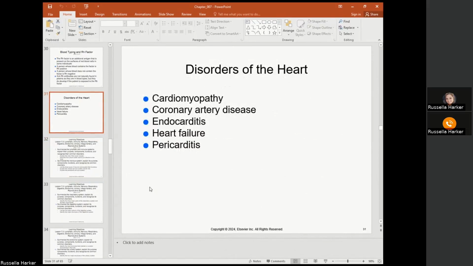These are some disorders of the heart. So these are all very serious disorders and very common disorders that we hear of.